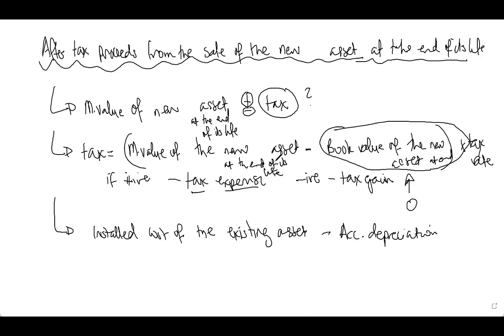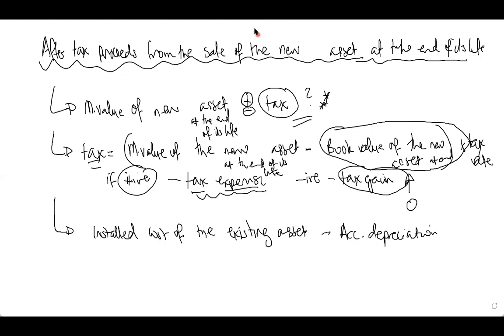And then remember, once you subtract these two, if you get a positive answer, it means you have a tax expense. So we will subtract it in this part of the calculation. However, if you get a negative answer for the tax calculation, it means you have a tax gain, and we will add it when we are doing this calculation to get the after-tax proceeds from the sale of the new asset at the end of its life.